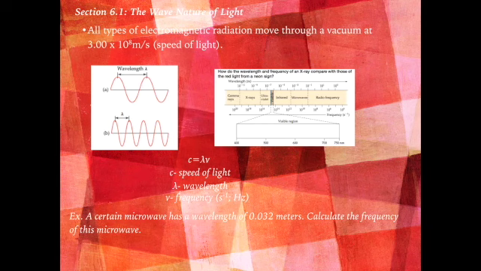So let's look at a problem. Here I tell you that the wavelength for a microwave is 0.032 meters. And so I'm going to use my equation. I've got c, which is 3.0 times 10 to the 8th, equals 0.032 times my frequency. I'm going to divide both sides by my wavelength, and I get, for my frequency, 9.4 times 10 to the 9th hertz.